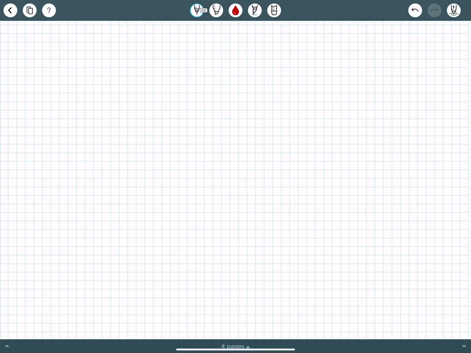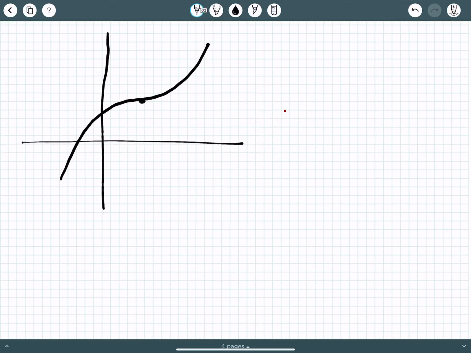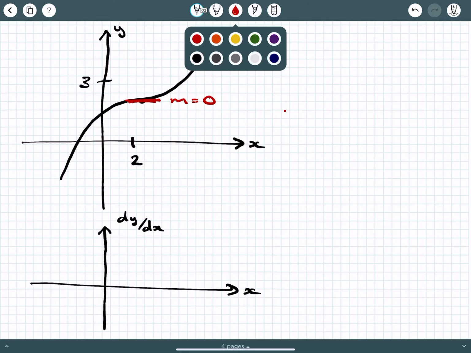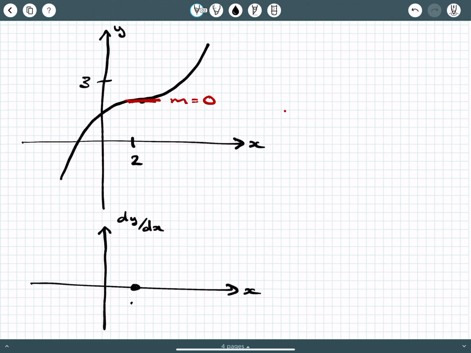Now, what about when we talk about graphs that have points of inflection? Let's just use a simple graph here, a graph that looks like this. We'll have the coordinates 2 and 3. That's my y-axis, that's my x-axis. Bring this down to dy dx. This is obviously a point of inflection, so what it means is that the slope of the tangent is going to be 0, which means that my derivative is 0 at 2.